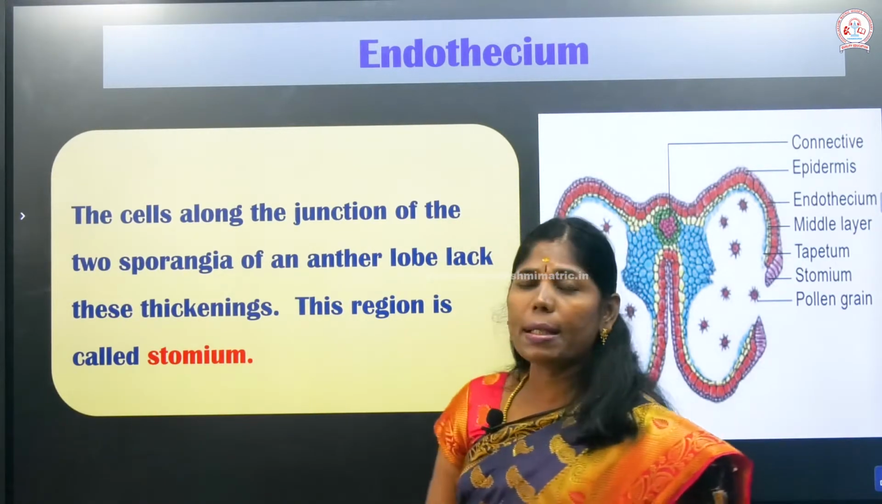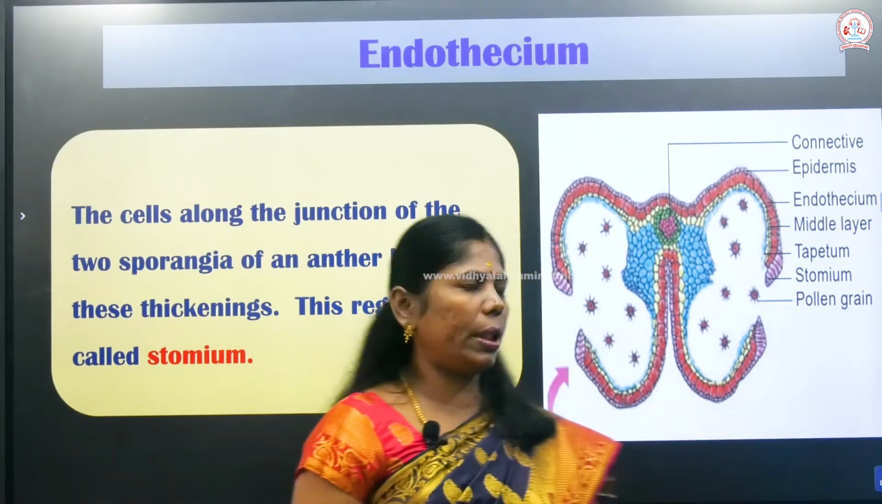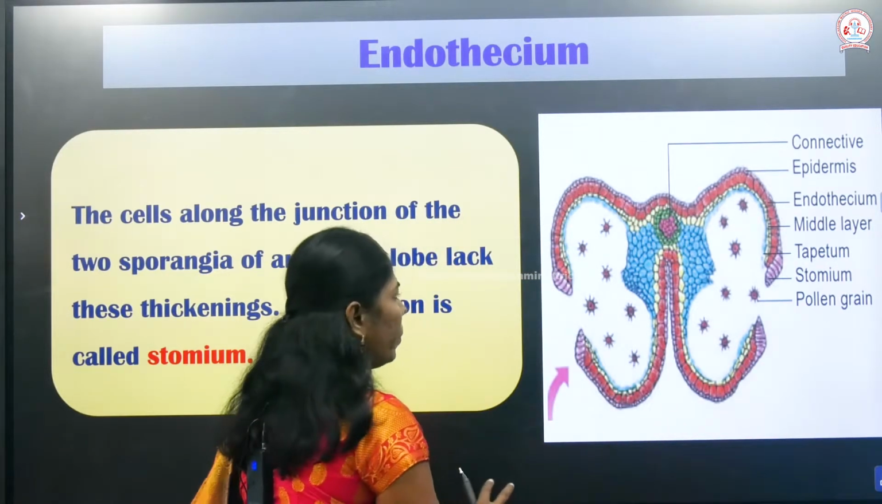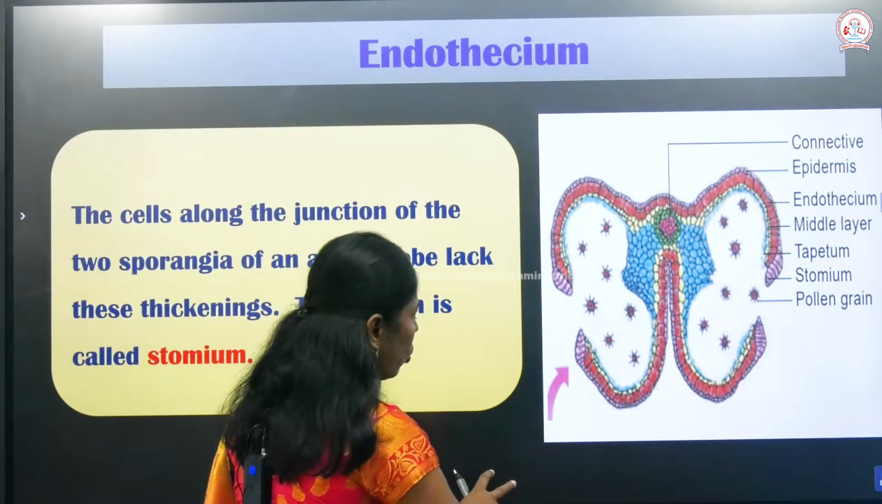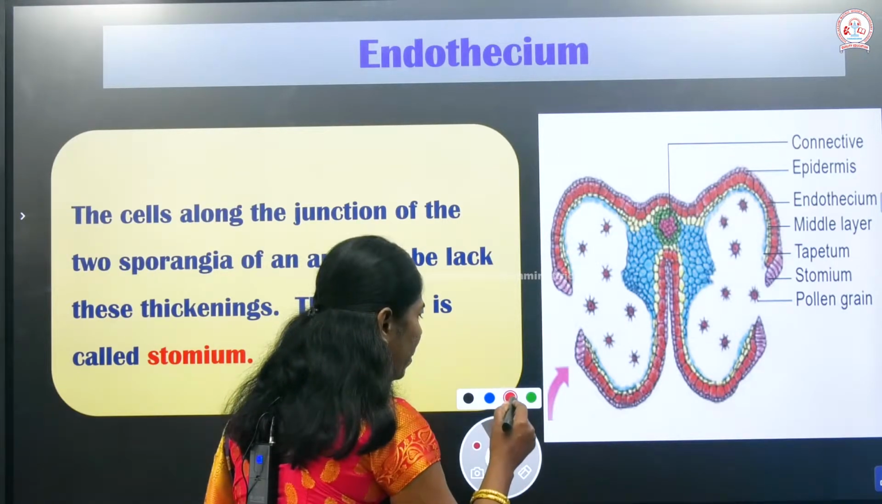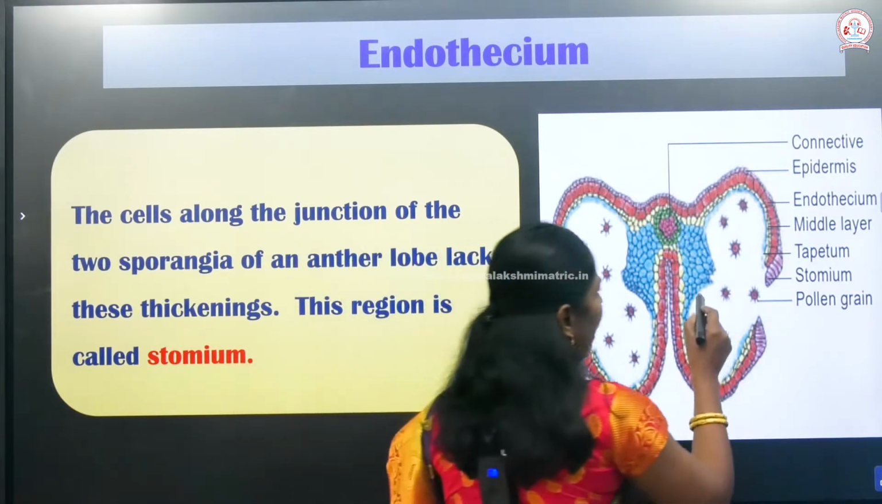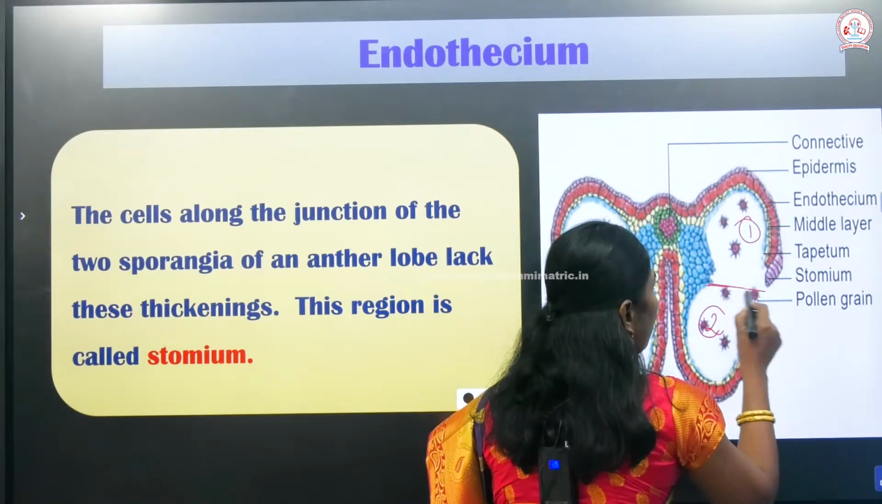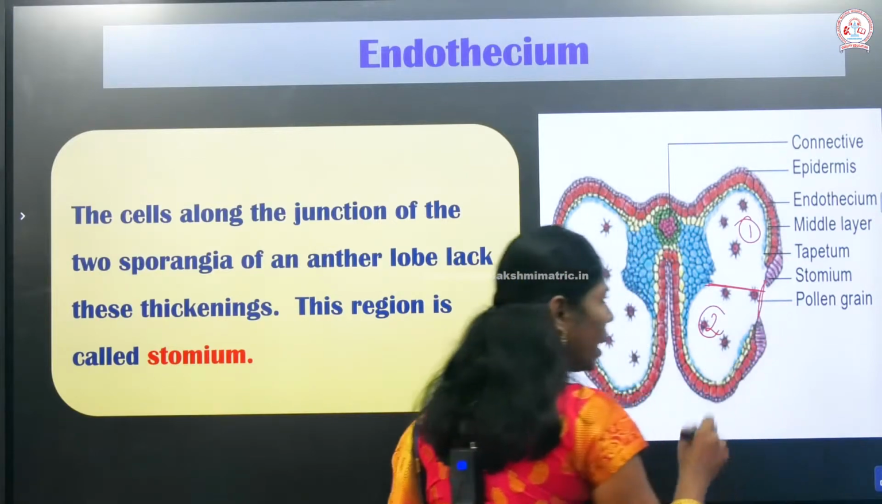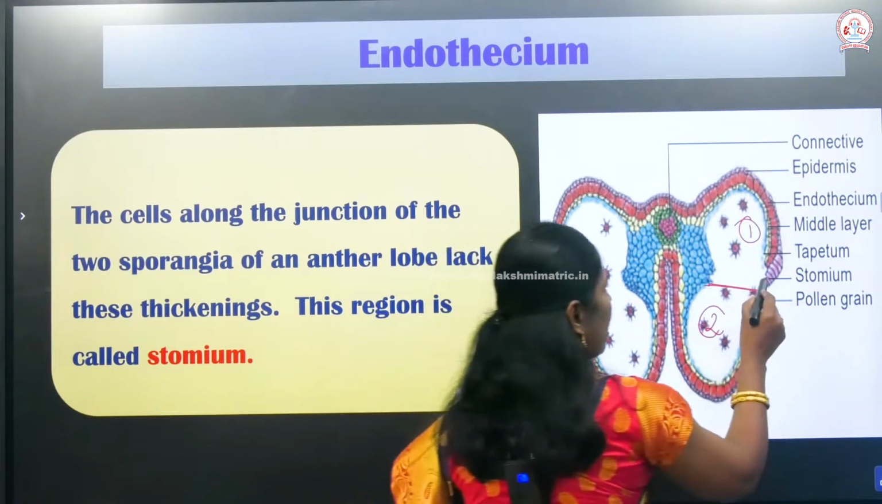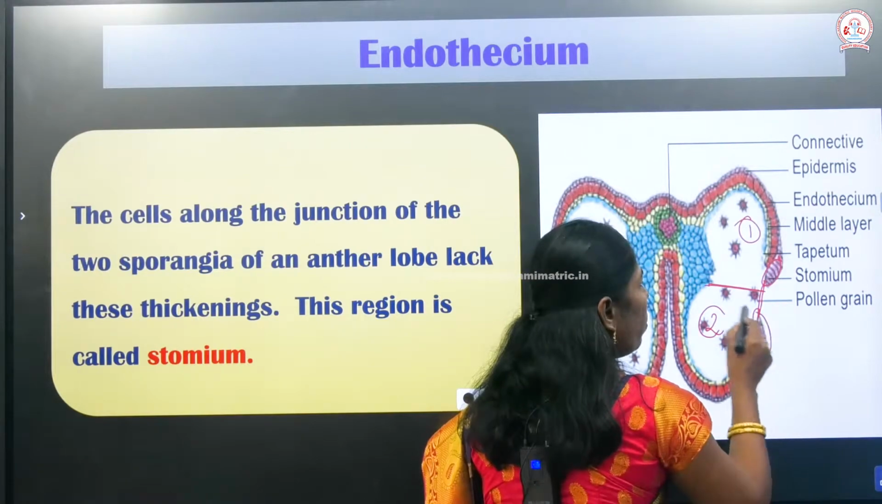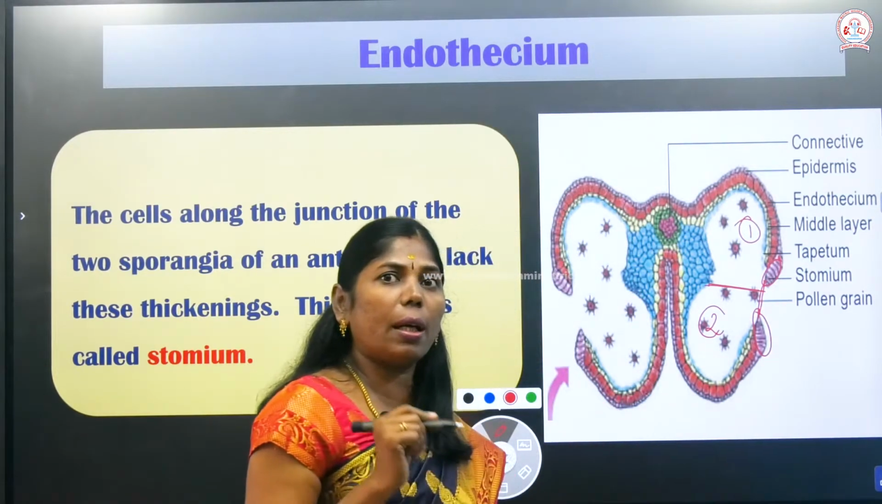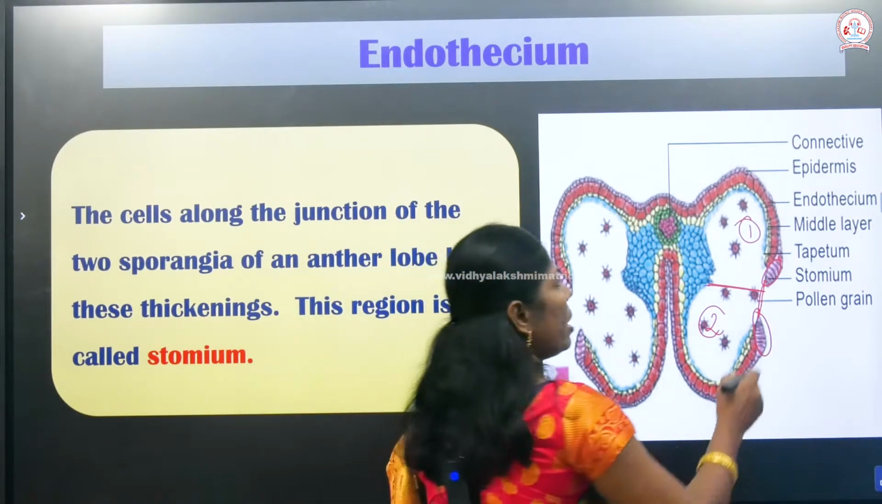What is the important region in the endothecium? Okay, the endothecium consists of a stomium. So what is the stomium? We can see the stomium at the junction of the two microsporangia. This is one microsporangium, this is another. Okay, when both microsporangia meet at a junction, this region is considered your stomium region. We cannot see any thickening in this region. So this region is very thin.